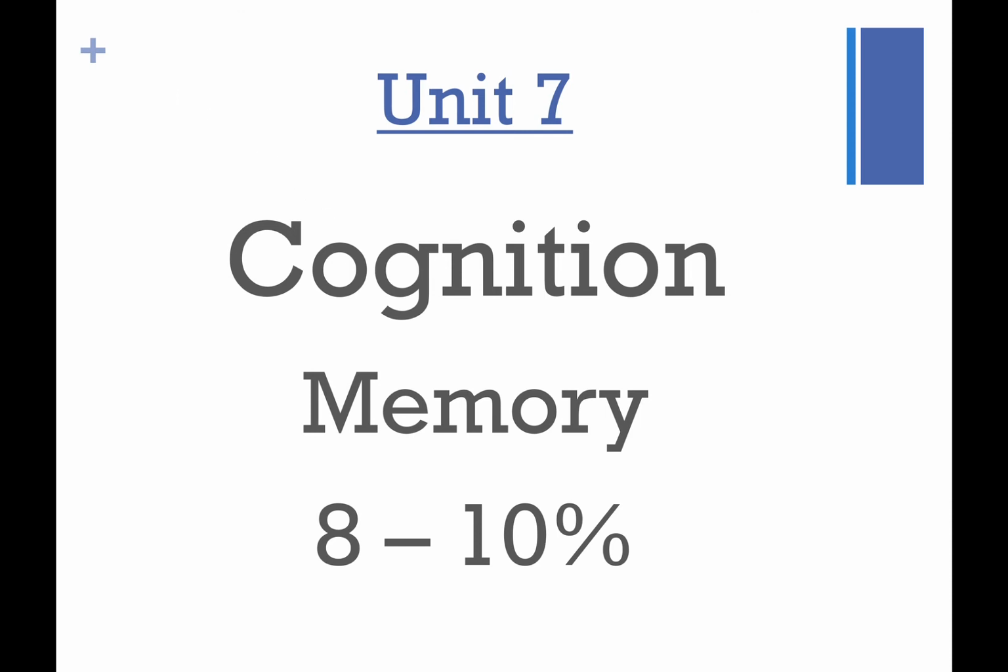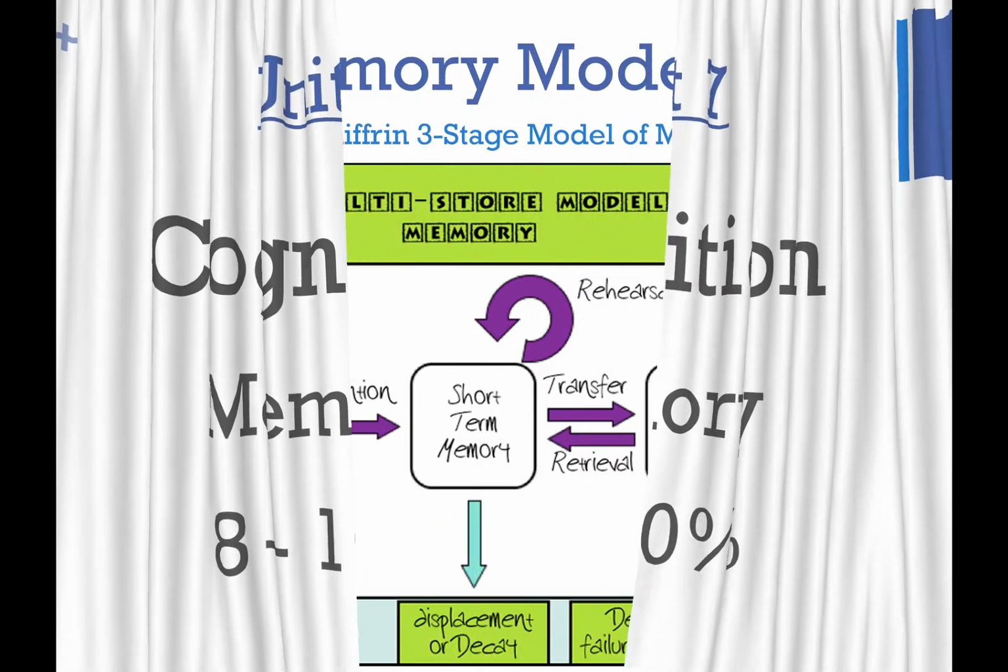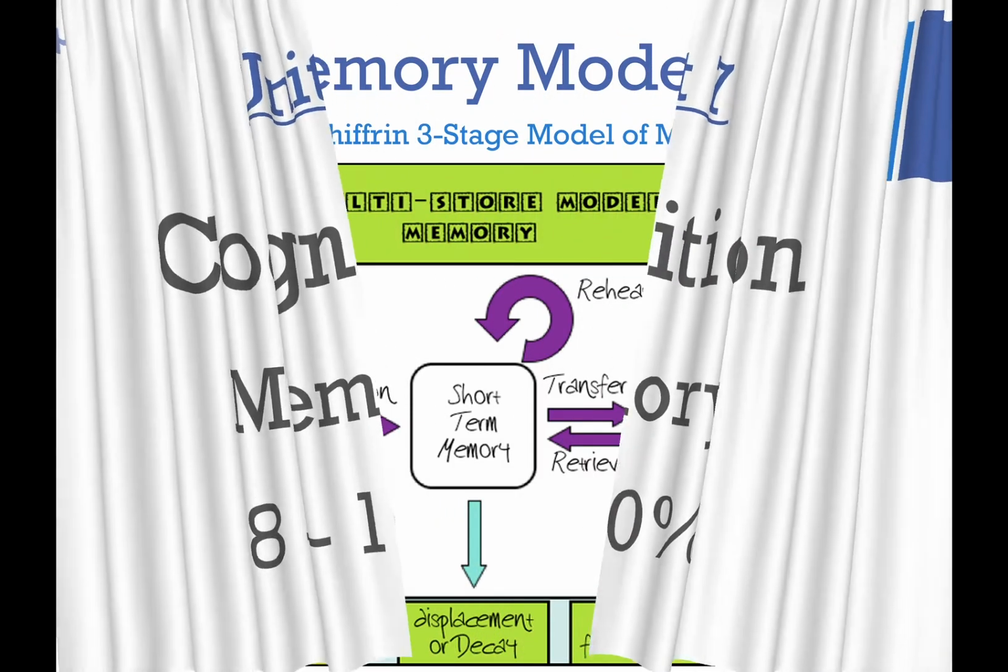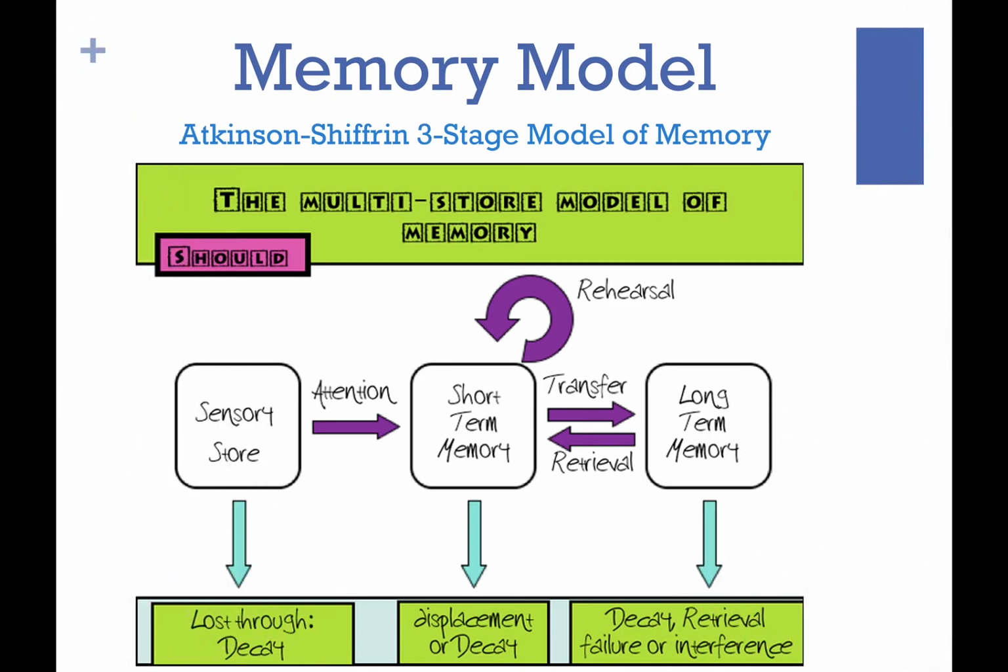Okay, let's talk about Unit 7. Unit 7 is memory. There are a lot of models of memory and different memory vocab terms that can be confusing. So let's start with the most recently accepted model, or step-by-step process for storing memory, if you will. This is the model that tends to be the one that is probably the most accurate. This is the multi-store model of memory.